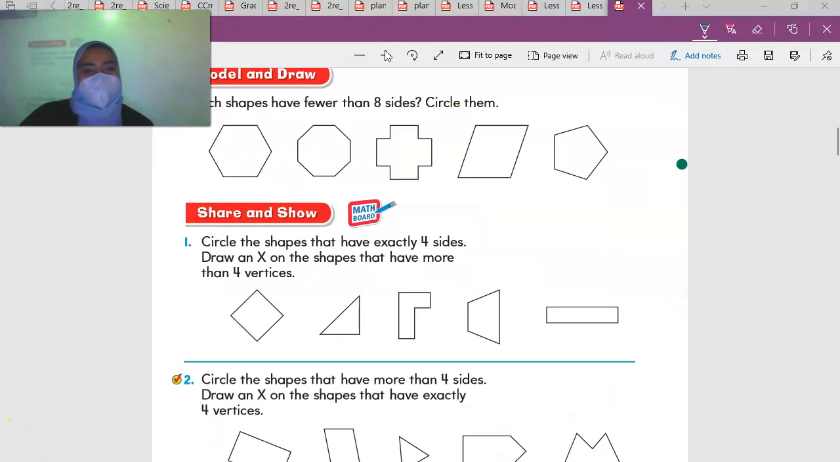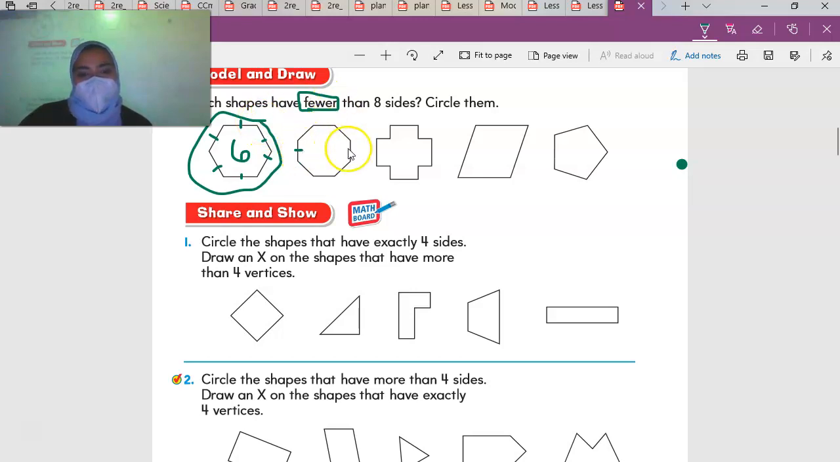Okay, now that we're done with the coloring, which shapes have fewer than 8 sides? So the shapes that have fewer than 8 sides, you're going to circle them. Fewer means less than 8 sides, right? Okay, so let's look at this. This has 1, 2, 3, 4, 5, 6. A hexagon has 6. Is that less than 8 sides? Yes. So circle it. I would just go ahead and write 6 in it like I did, so it's easier to see.